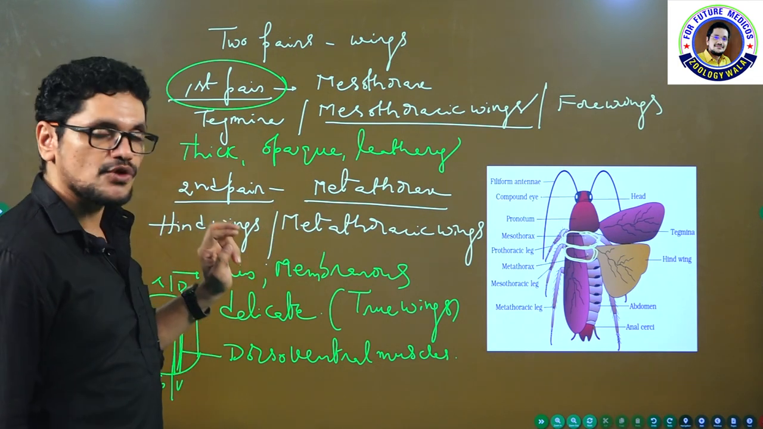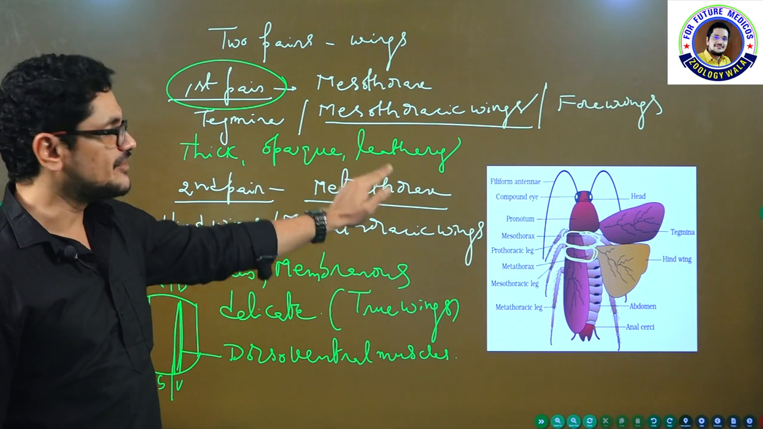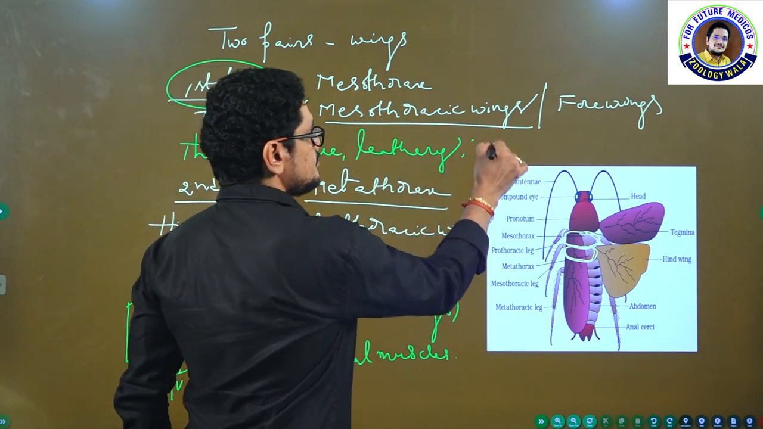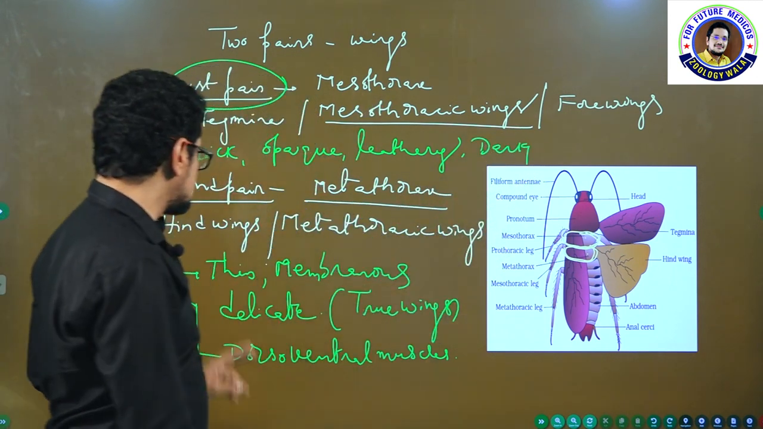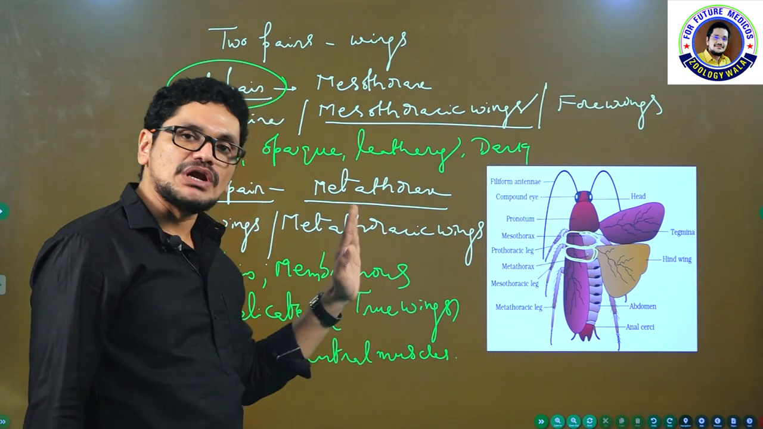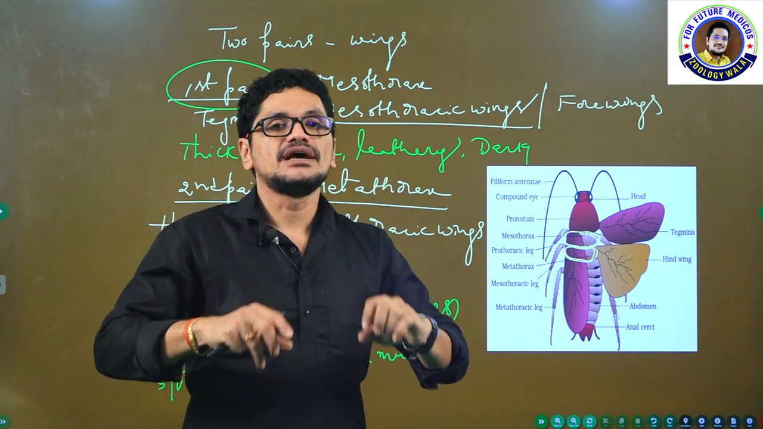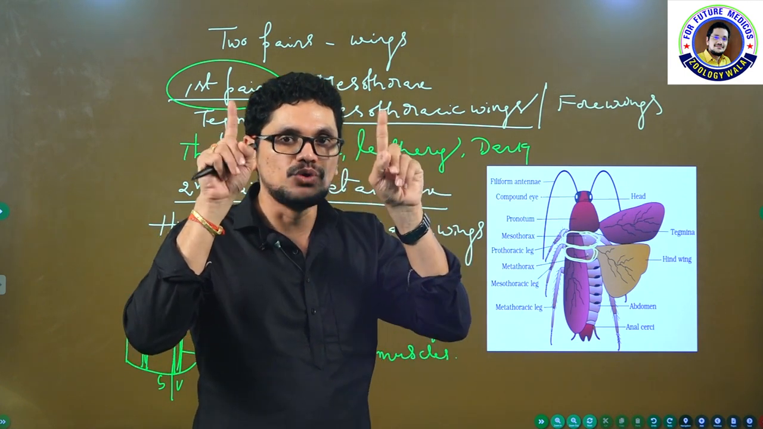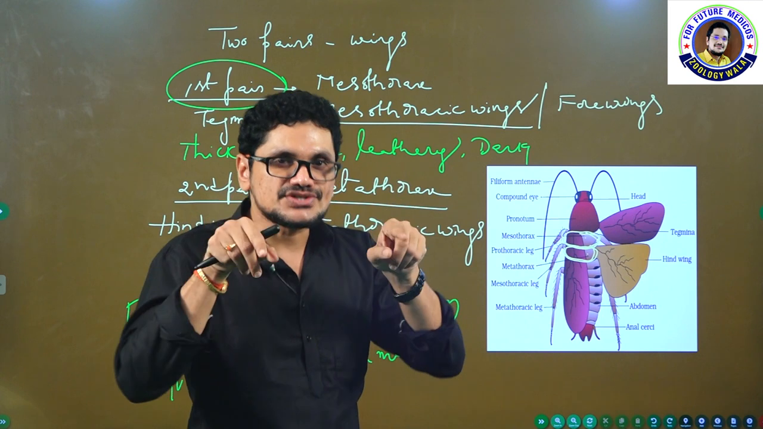What is the nature of the forewings? They are thick, opaque, leathery, and dark also, very dark. Hind wings, the nature of hind wings: they are thin, membranous, delicate. And these are the actual wings, the true wings, which are helpful for flight. Because of these wings, the cockroach is able to fly to short distance also.